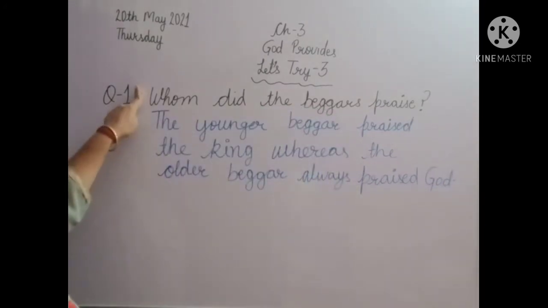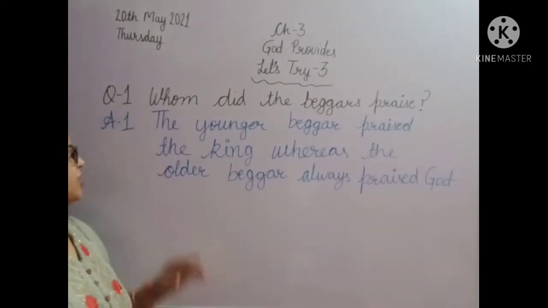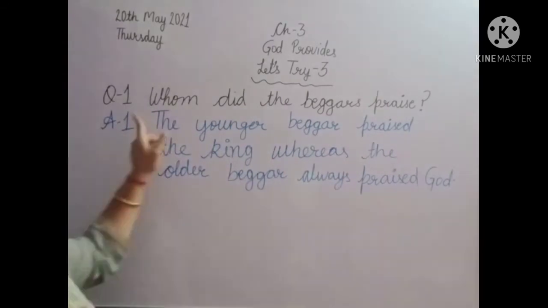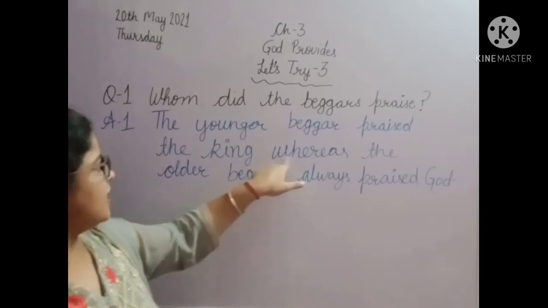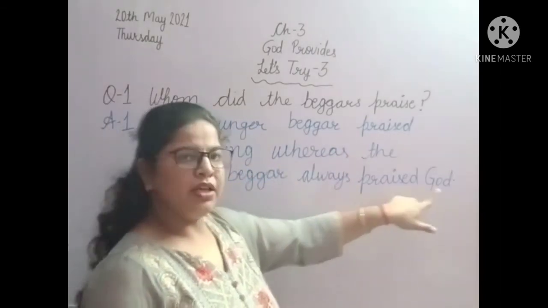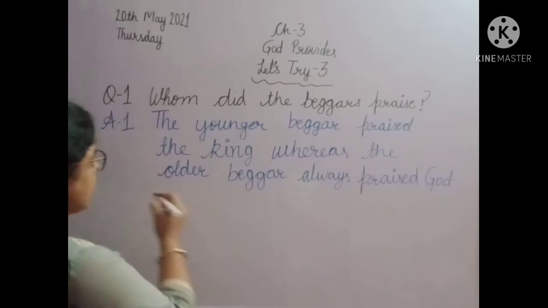This is our first question, and this is the answer to this question. First question is, whom did the beggars praise? And the answer is, the younger beggar praised the king, whereas the older beggar always praised God. This is the answer of the first question. Now let us come to the second question.